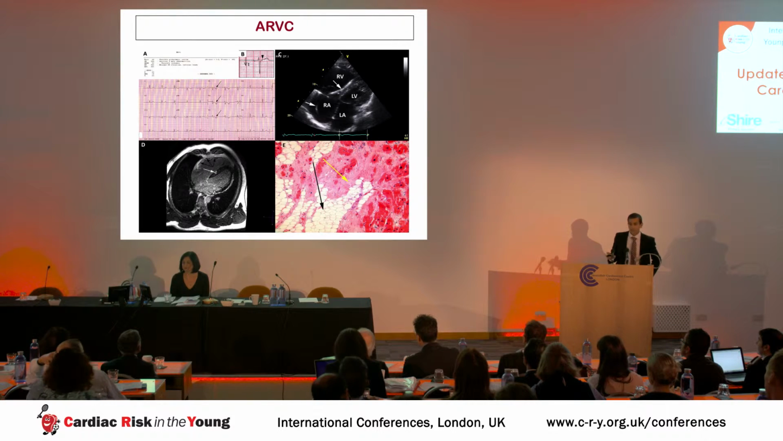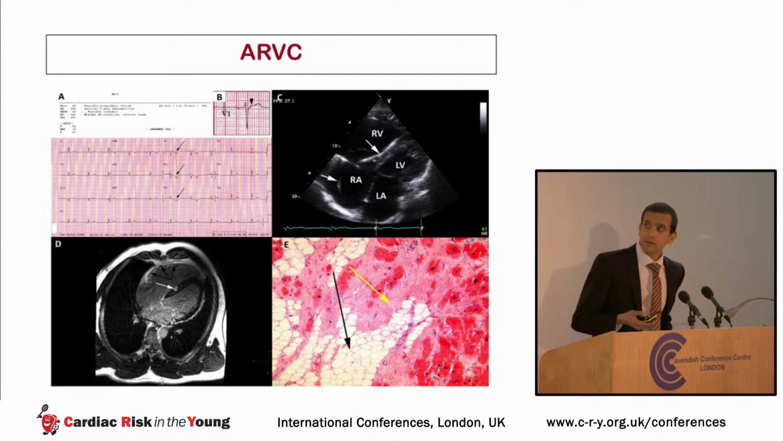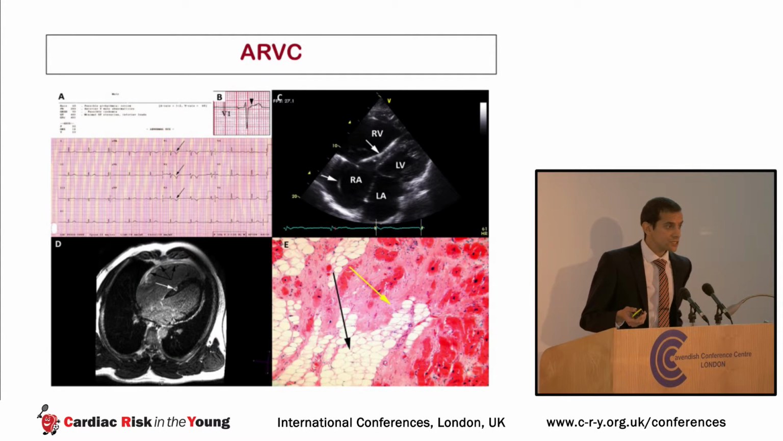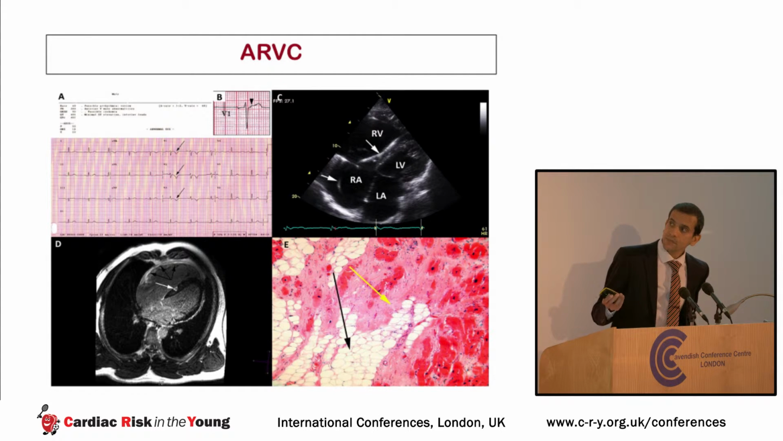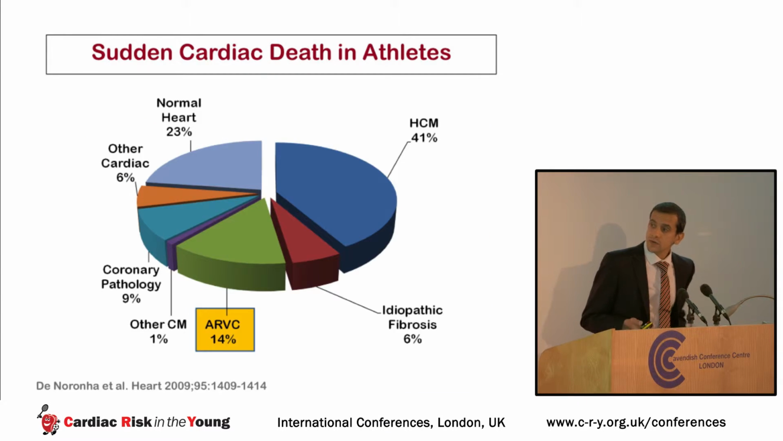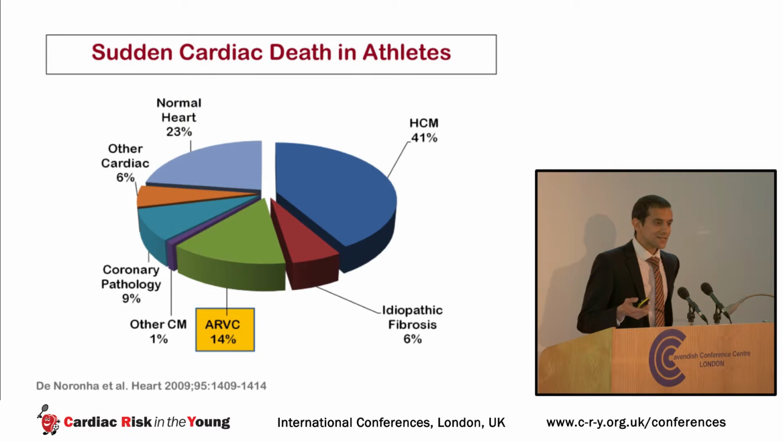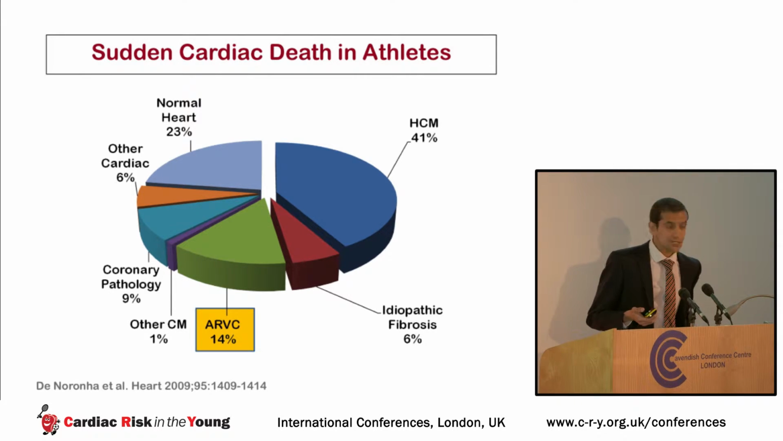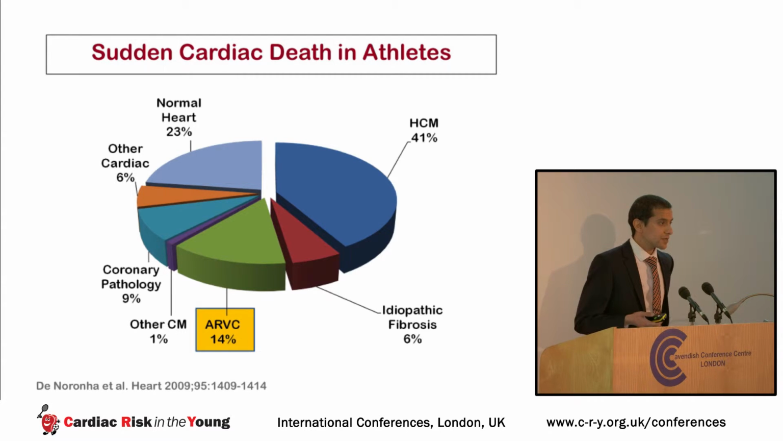You have an overlap with arrhythmogenic right ventricular cardiomyopathy. And as you can see, this is a condition characterized by T-wave inversion on the ECG, dilatation of the right ventricle, and fibrofatty infiltration of the myocardium. And the reason it's a problem is because we know that around 14% of sudden deaths in young athletes in the UK are due to this condition, arrhythmogenic right ventricular cardiomyopathy.